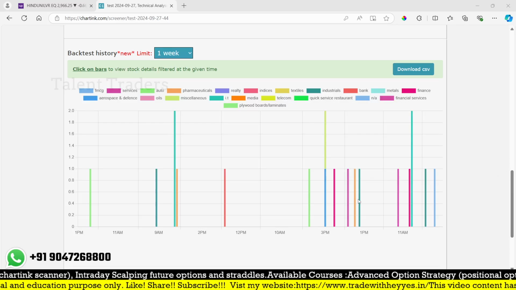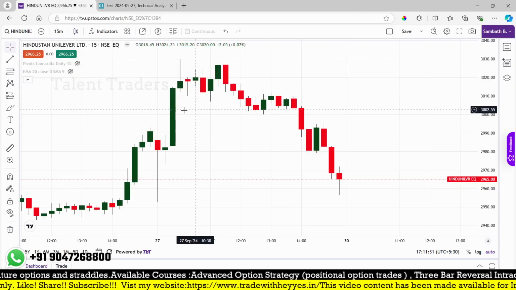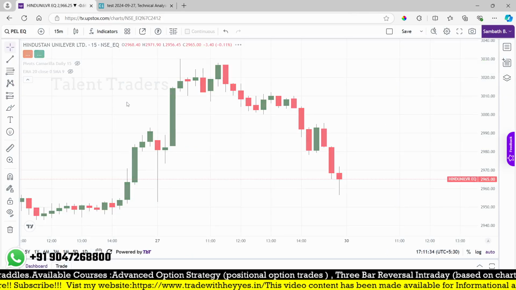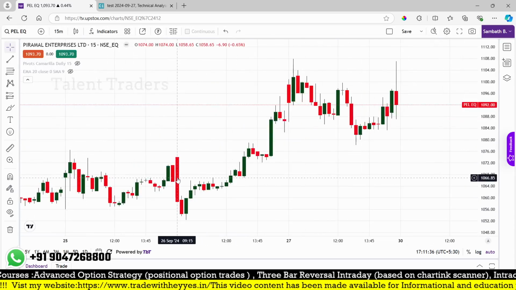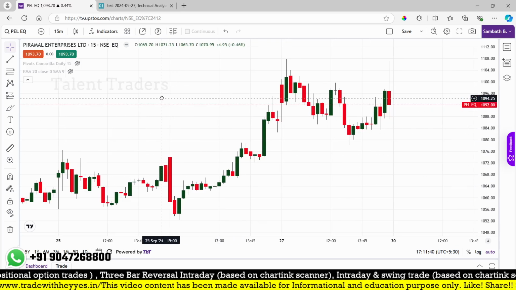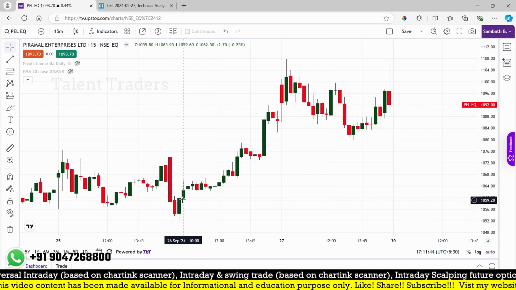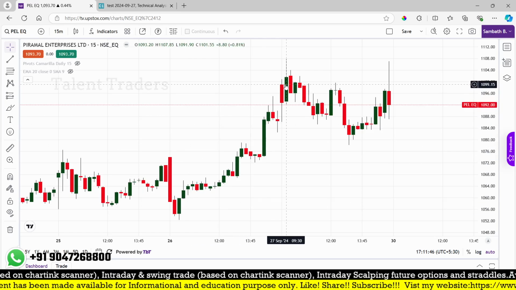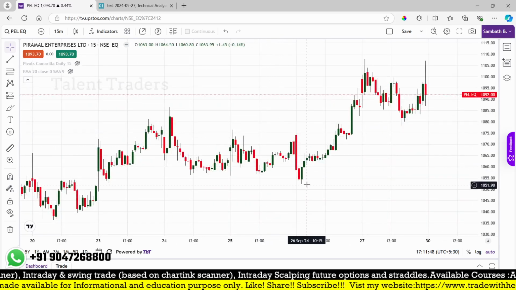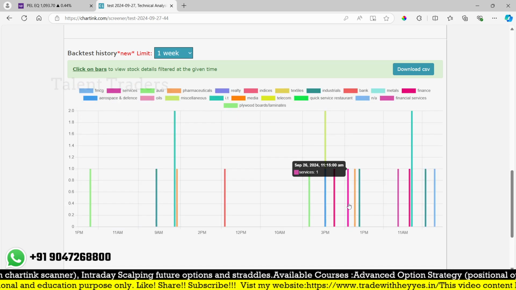So maybe randomly we can check 9:45 PEL on 26.9. Let me check PEL 26.9. Here is the point. This is my exact logic, where I try to find three bearish candles, on 26.9 at 9:45. At this bottom it kept on showing a trend reversal. So maybe that is happening at the lower level in some other stocks which we are trying to find.